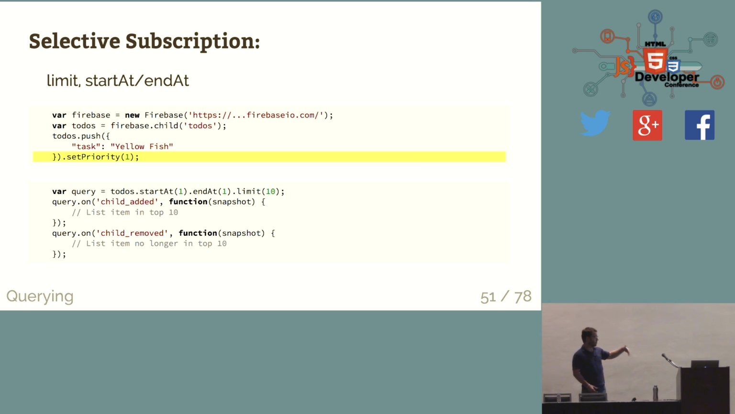And then reading from the query object is the exact same as reading from any other Firebase reference. We just subscribe to events, and child added, of course, will get called as initial data is loaded, and then as data changes to meet this criteria, and child removed as data is either deleted or, again, changes to no longer meet that criteria.